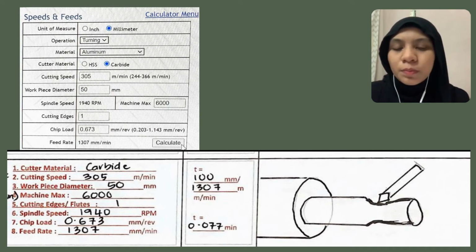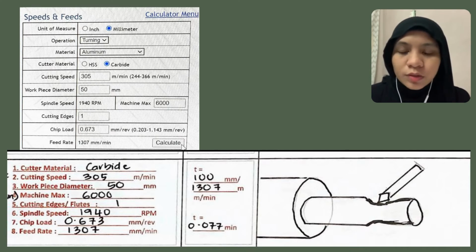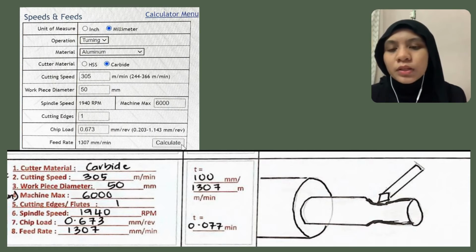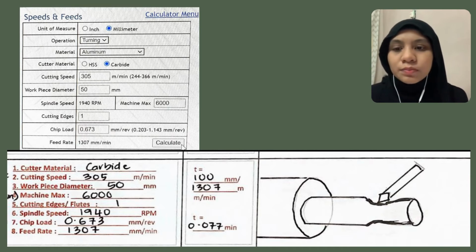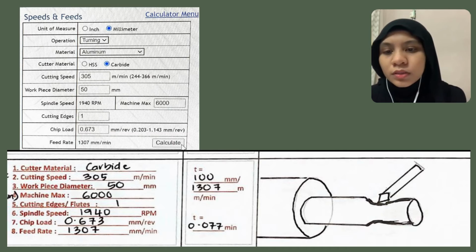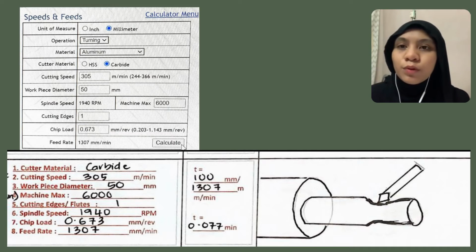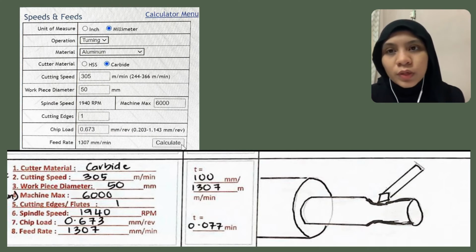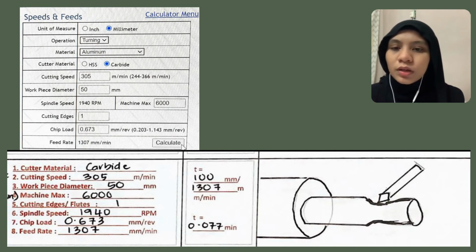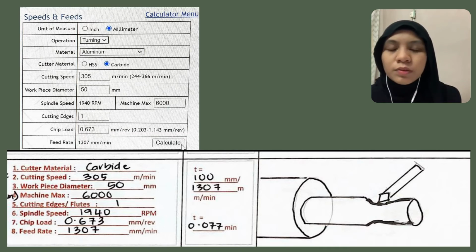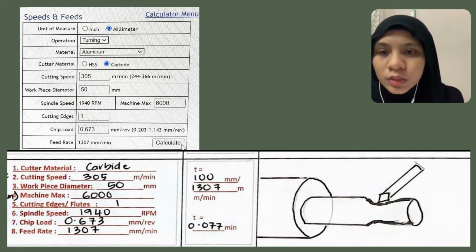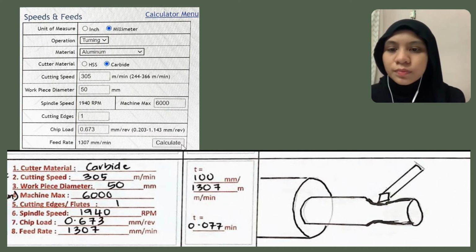And so we'll move to part C and also part D of this process. In part C, there will be cutter material, cutting speed, workpiece diameter, machine maximum, cutting edges fluids, spindle speed, chip load, feed rate, and also estimated time. Part D is going to be the drawing that I got for this process. First, for part C, all the answers that I calculated use the website that was given by my lecturer. So this is the website that I used.